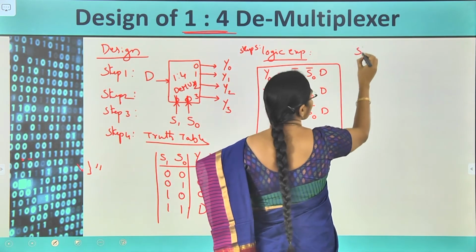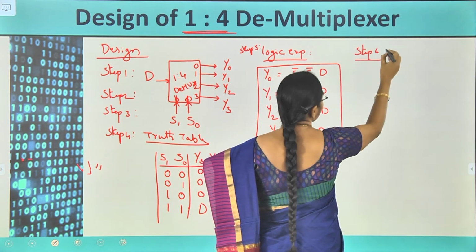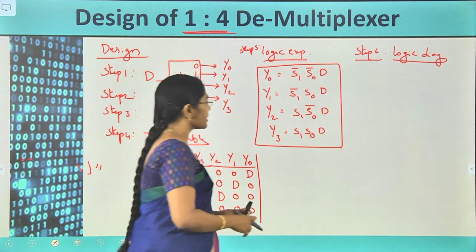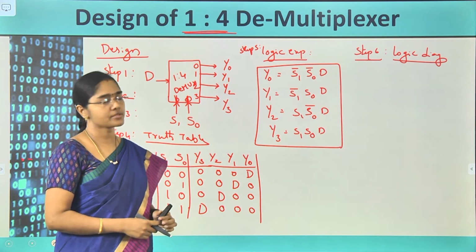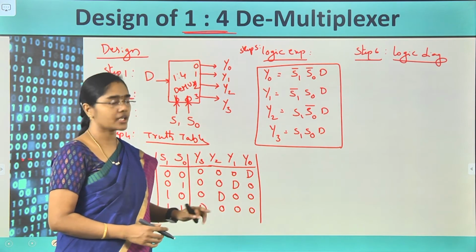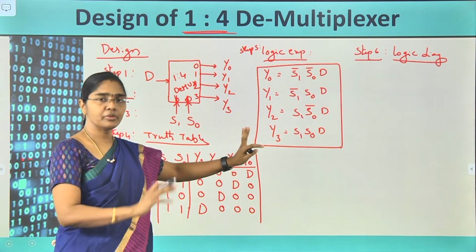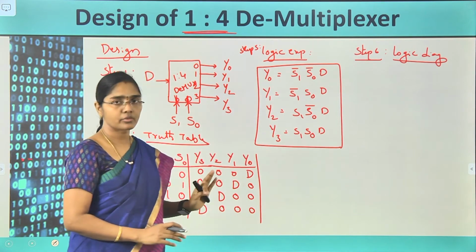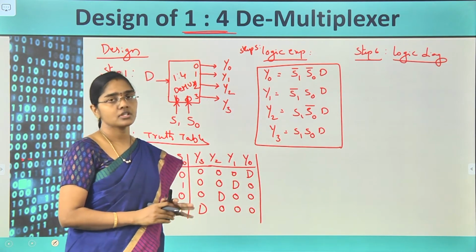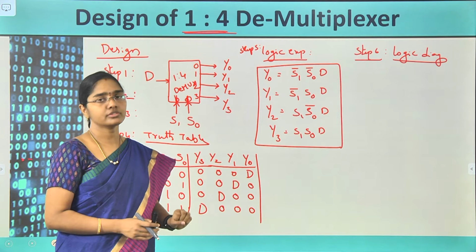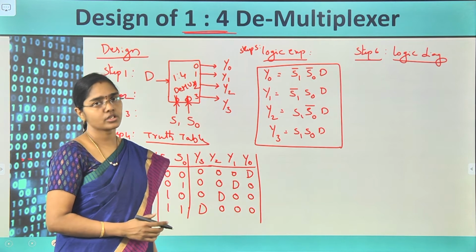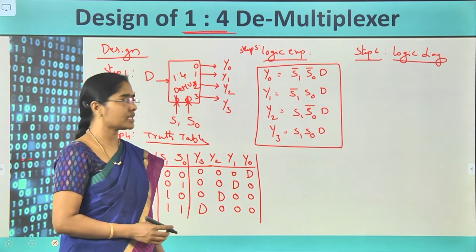After that, the last step is drawing the logic diagram. How is the logic diagram drawn? It can be drawn using these logic expressions. What gates are required? By seeing this, we can understand that AND gates are required. How many AND gates? 4 AND gates. With how many inputs? 3 inputs. So 4 AND gates with fan-in of 3 are the required logic gates for drawing the logic diagram for this 1 to 4 demultiplexer.